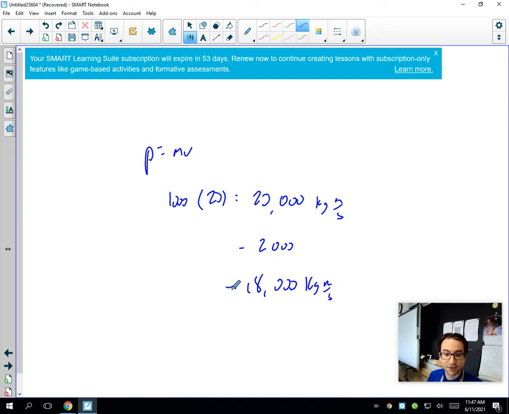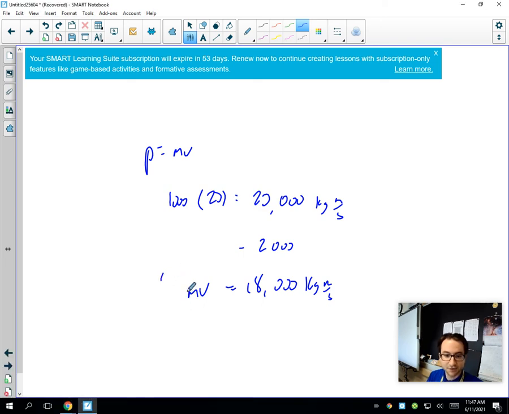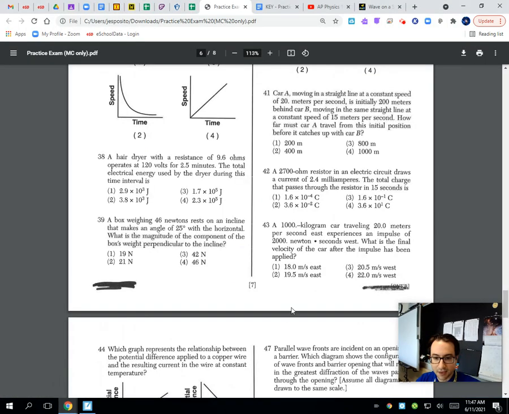But that is equal to the new m times v of the object. So if the object is 1,000 kilograms of mass, its new velocity must be 18 meters per second. And I suppose that would be choice 1. That's the end of this page. I'll make one last video for the rest of the exam.